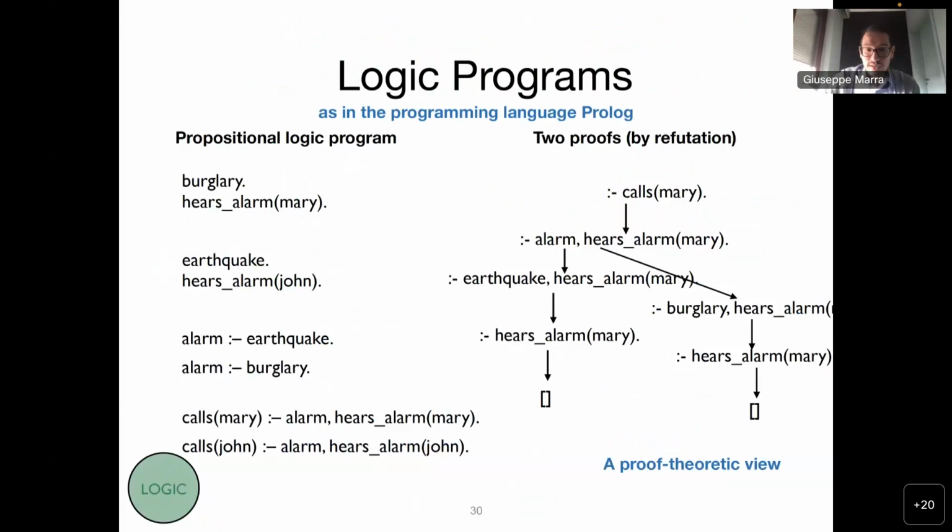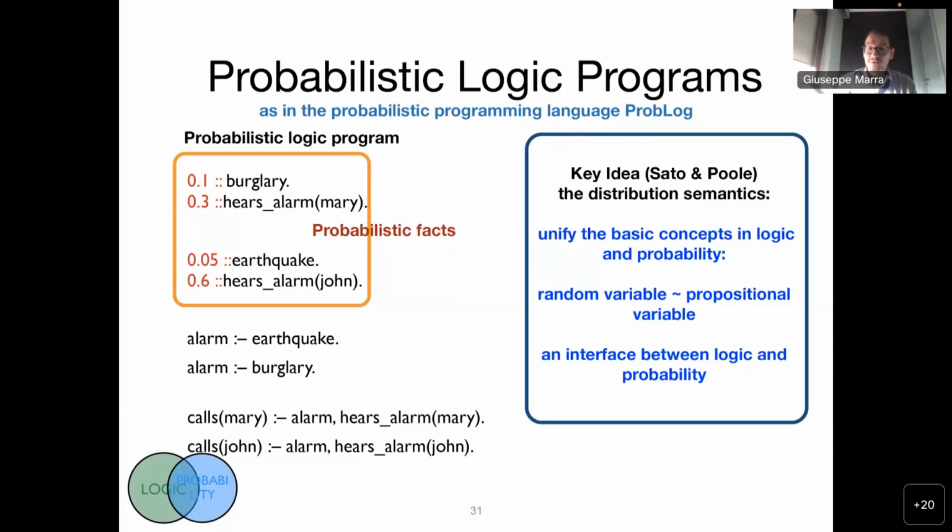Well, the fundamental idea, which is due to Sato and Poole, is the so-called distribution semantics. The idea is that every propositional variable in the program, like the facts of the program, is turned into a random variable, or not even turned: they are at the same time both a random variable and a propositional variable. And this creates an interface between the logic and the probability.